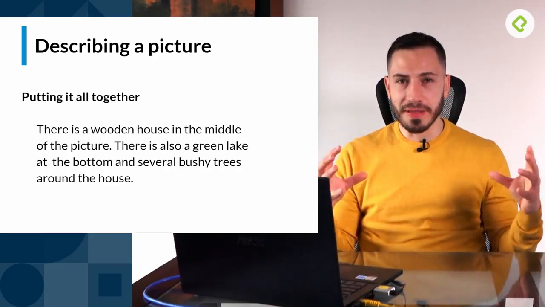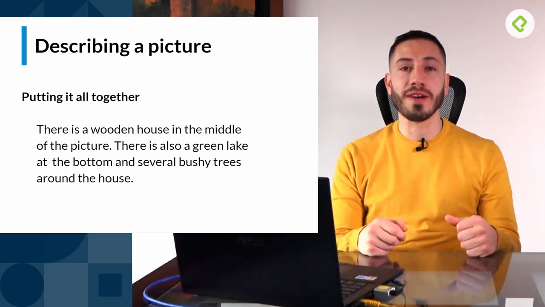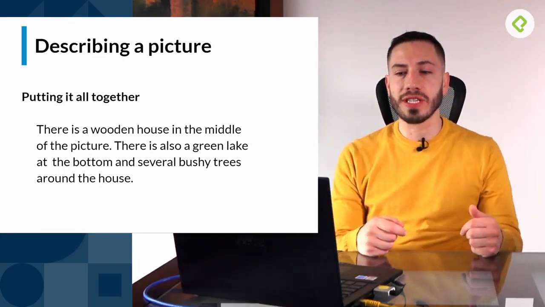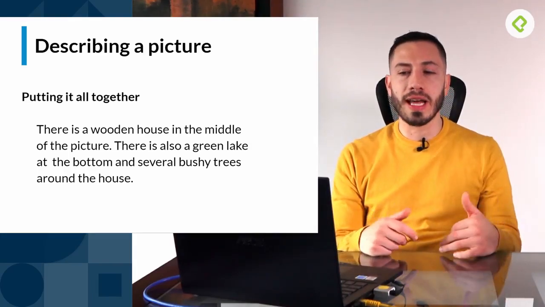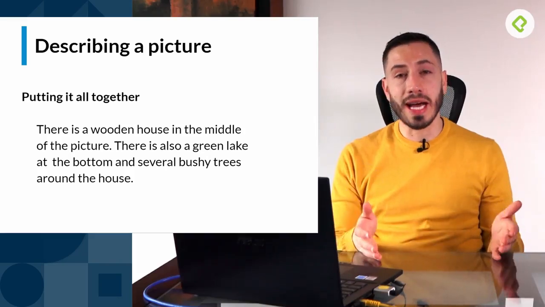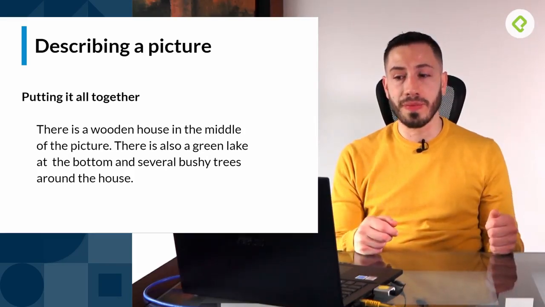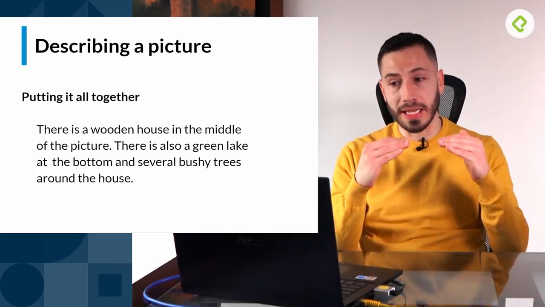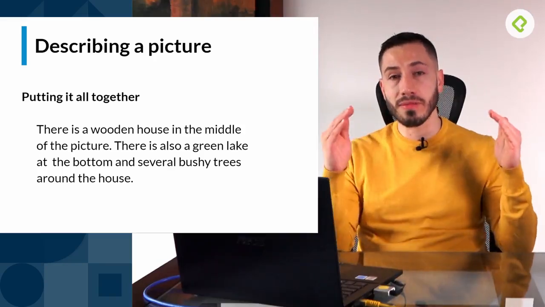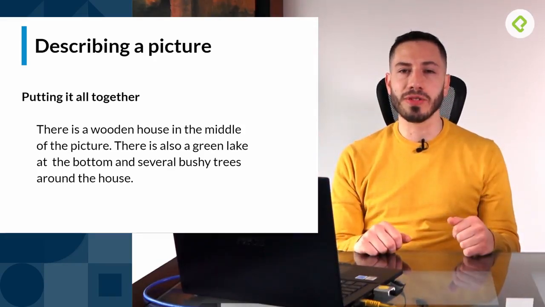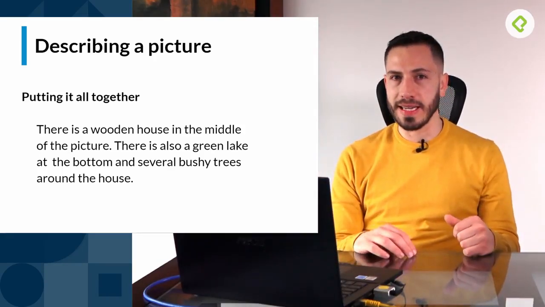If we put everything together, which is what you would have to do in an English test, for example, you could say something like, there is a wooden house in the middle of the picture. There is also a green lake at the bottom, and there are several bushy trees around the house. Do you get the idea?